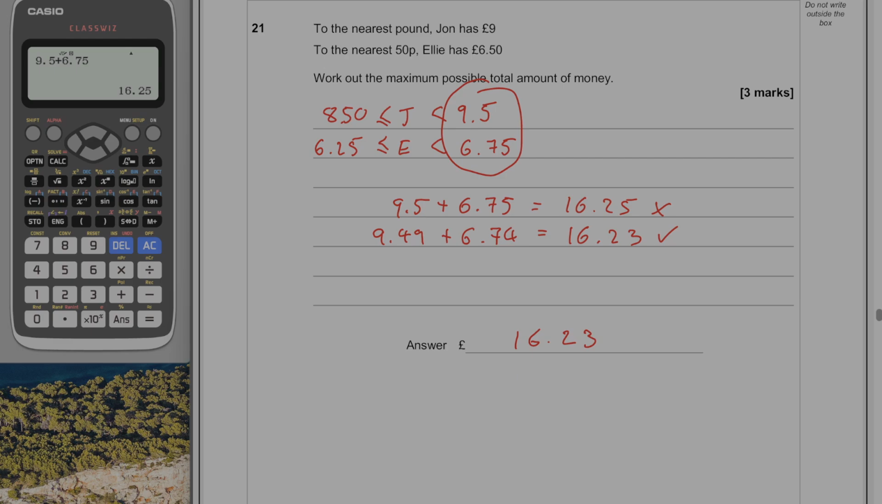Right, let's look at the mark scheme. What does the mark scheme say? Yeah, the mark scheme's quite, not harsh, but if you've gone for £16.25, you only got 2 of the 3 marks. You lose a final mark, £16.23 for 3 marks.